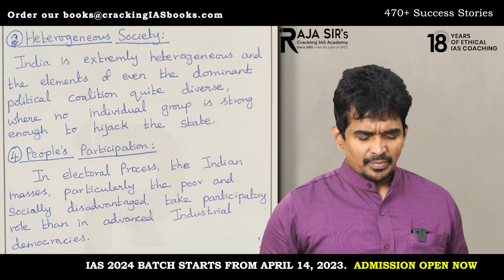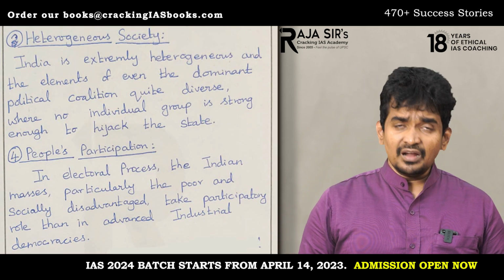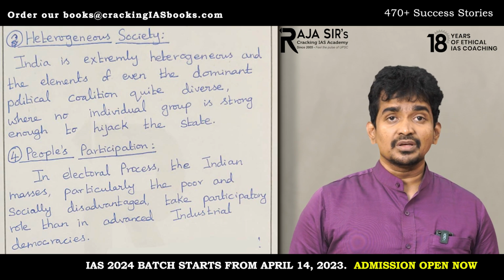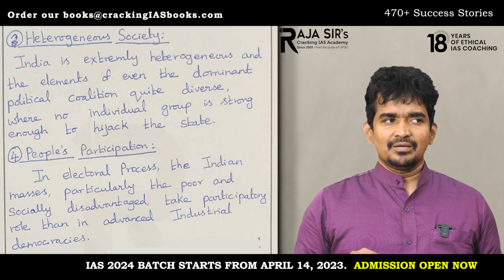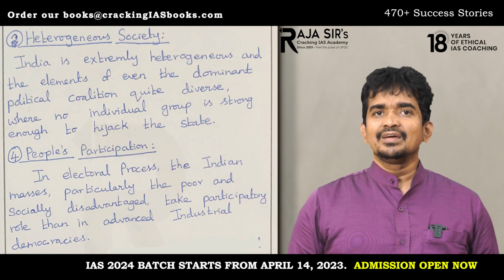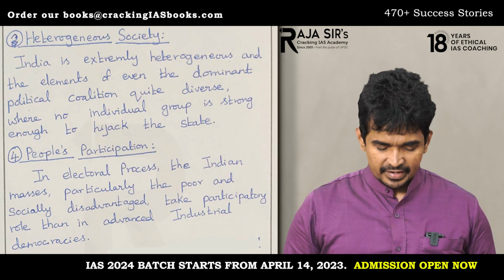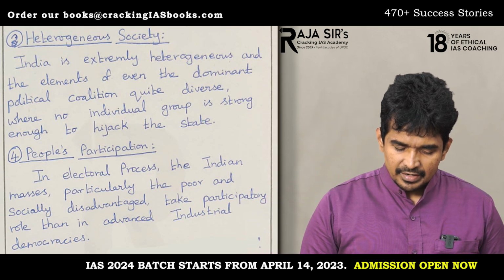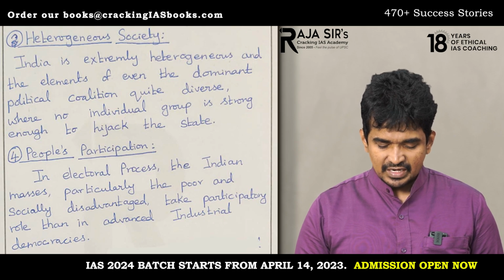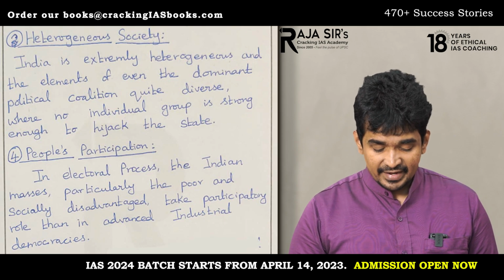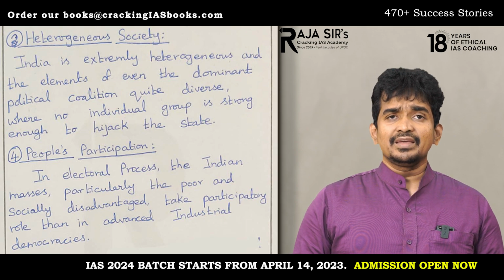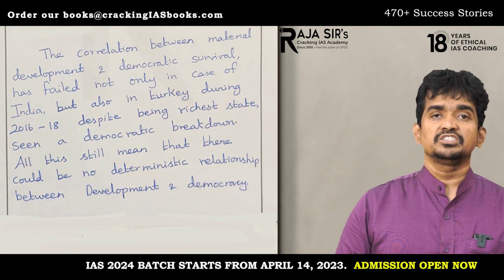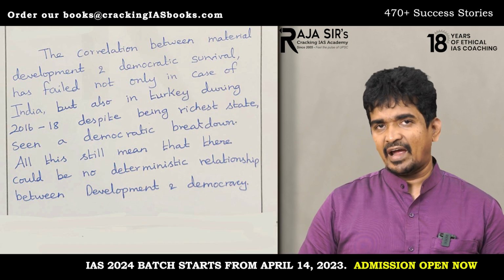But again, here also the problem is he has not used many key jargons, right? Point wise, yes, I agree, these points are correct, but he has missed using some more key jargons and substantiating a little bit more, right? Fine. Then the fourth paragraph, people's participation. In the electoral process, the Indian masses, particularly the poor and socially disadvantaged, take a participatory role more than in advanced industrial democracies, right? Fine. See here again, the substantiation is not sufficient. I will tell you how the substantiation is not sufficient when I read my version of the answer script, right?